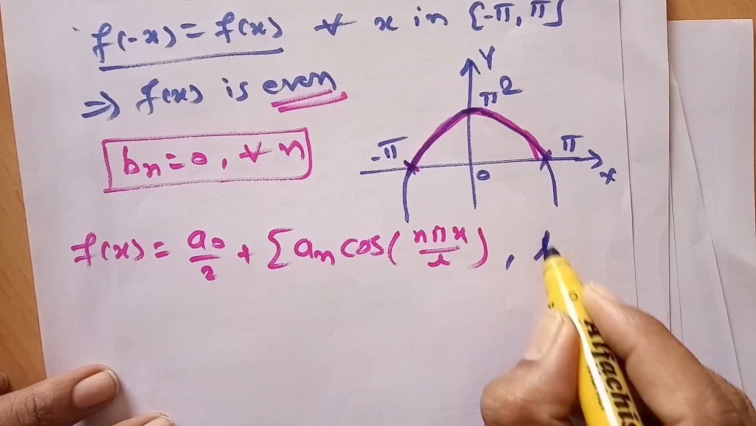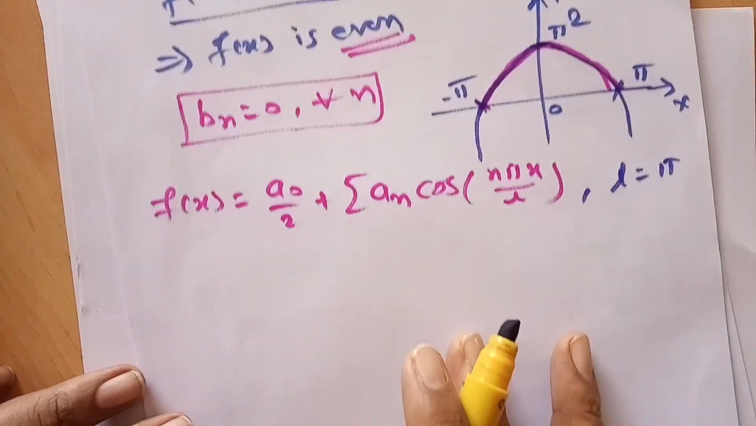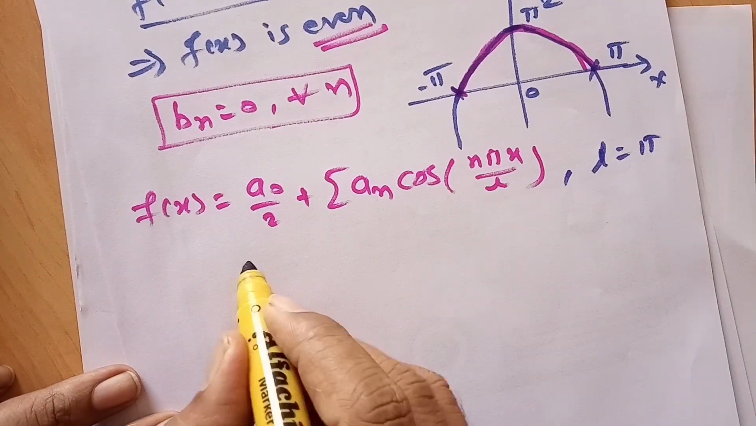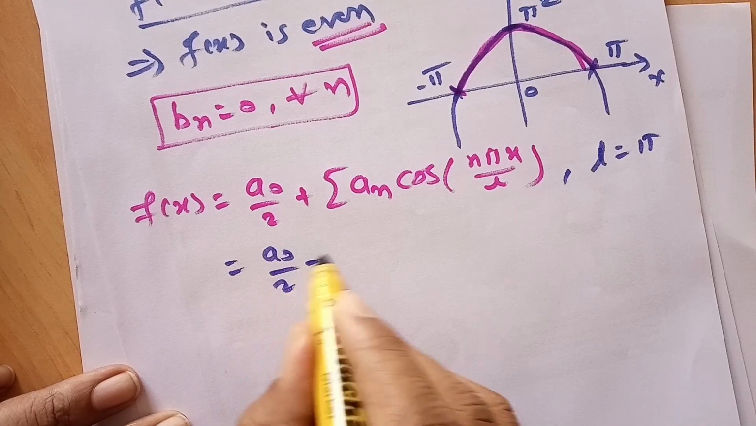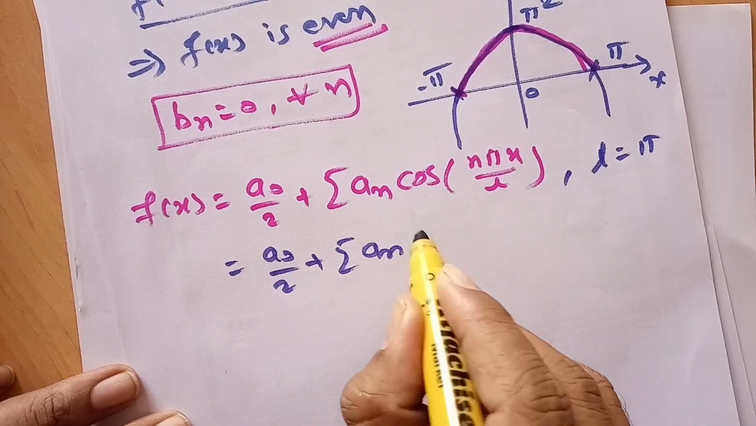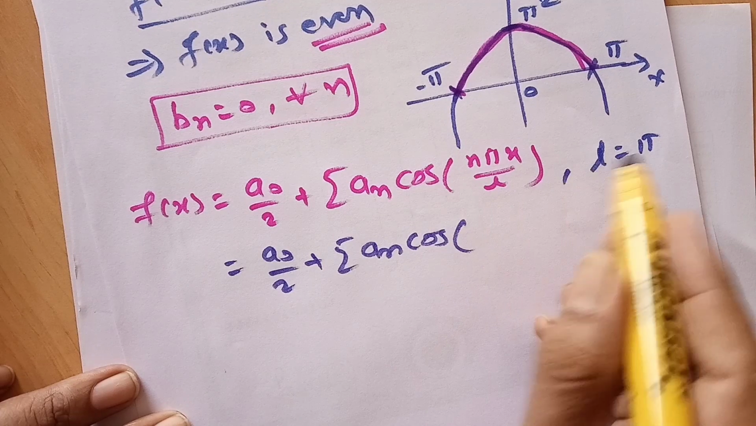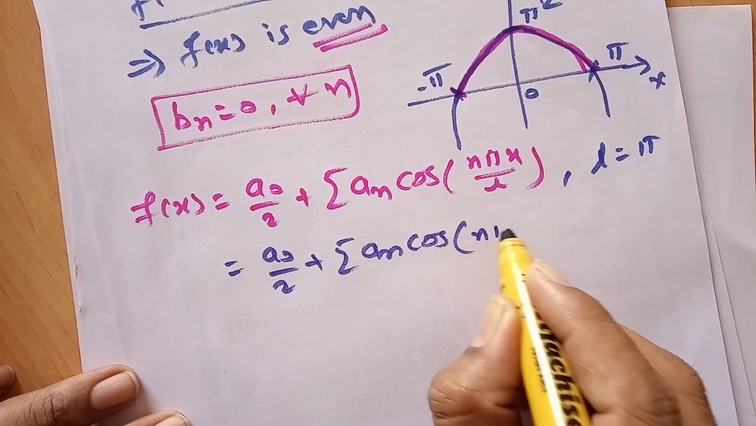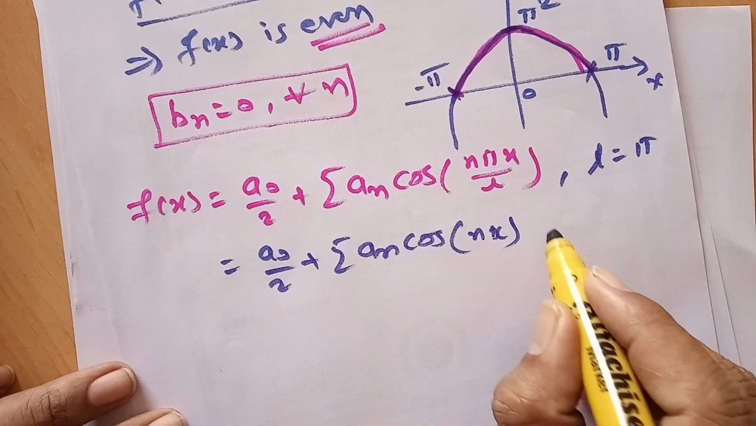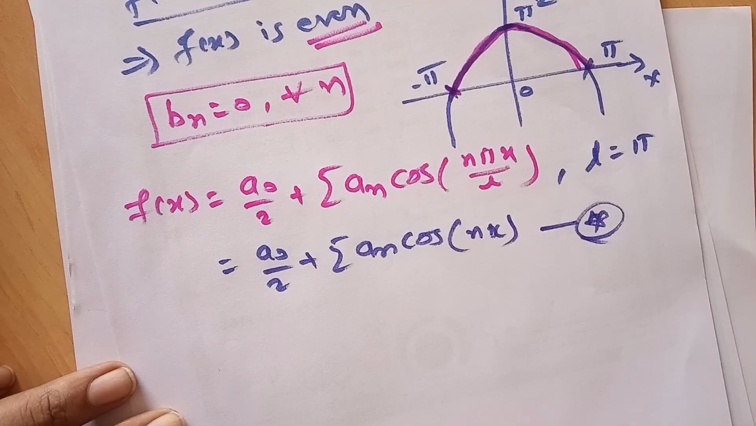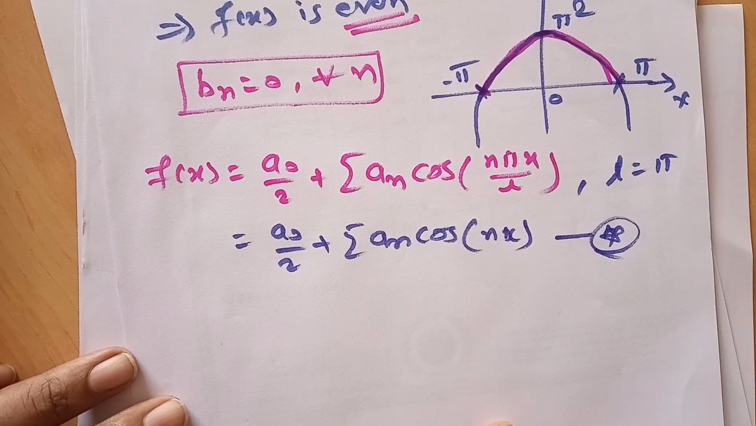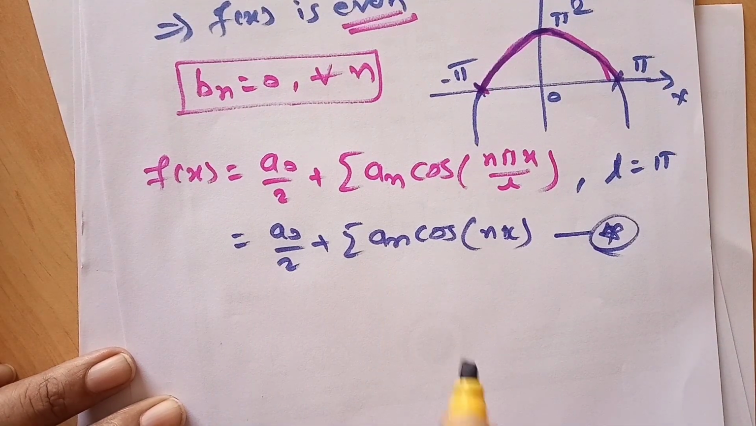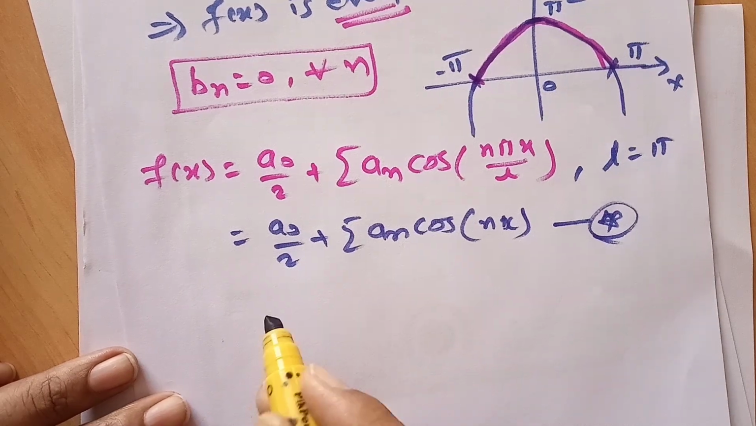I will put L equal to pi in this formula. Therefore we get a0 divided by 2 plus summation an cos of n x, as pi gets cancelled. This is our Fourier series expansion, this is our final result. We only have to find out a0 and an. Now I will calculate a0 and an.